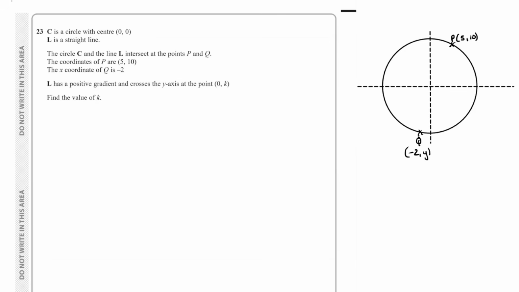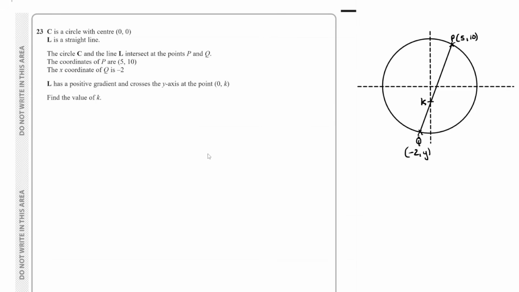Now if I draw my straight line there, it doesn't cross through the centre, does it? It's not symmetrical. It's saying it has a positive gradient, and it crosses through the y-axis at k, so this here is k. That's what we're trying to find out. I find it helps to sketch it sometimes so I can visualize what's going on.